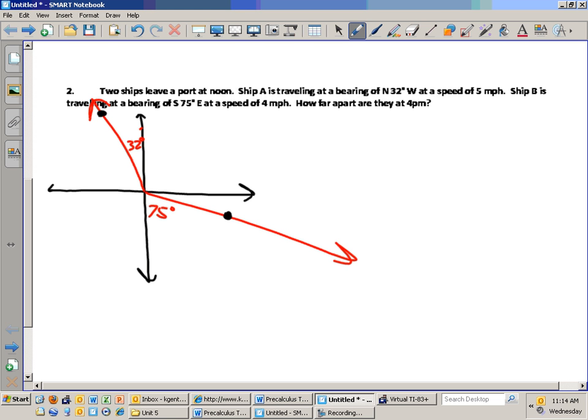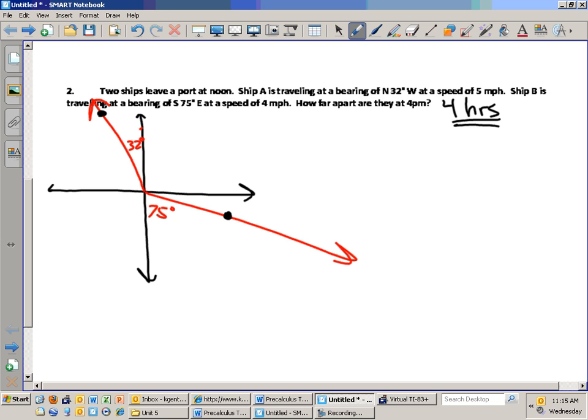Well, we need some distances. It says that ship A is traveling at a speed of 5 miles an hour. It says that the ships leave at noon. One's traveling at 5, one's traveling at 4, and we're wondering how far apart they are at 4 p.m. So how long have they traveled at 4 p.m.? How many hours have they traveled for? 4 hours they've been traveling for, okay?